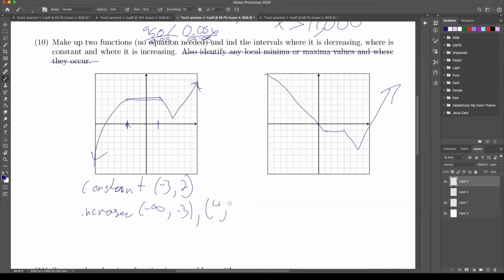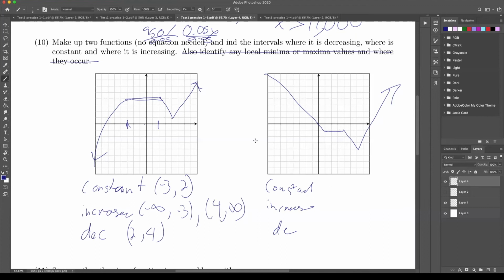And then from here, it's increasing from 4 to infinity. And where is it decreasing? Well, it's decreasing just between 2 to 4. Notice here, a function's never increasing, decreasing, or constant at a point, so we always use the parentheses. Your book wants commas, so type in the commas. Okay, and so let's go ahead and do this one. Where is it constant? Where is it increasing? And where is it decreasing?